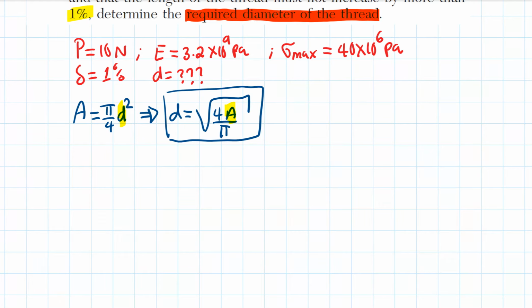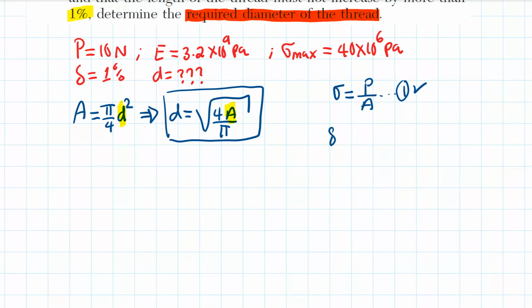Based on what we have in here, the first thing I like to do is write down the equations that we can use. So we can use the stress equation, which is load over area. Can we use this equation? We have P, and we need to find the area. And we have the maximum normal stress. So this equation we can use.